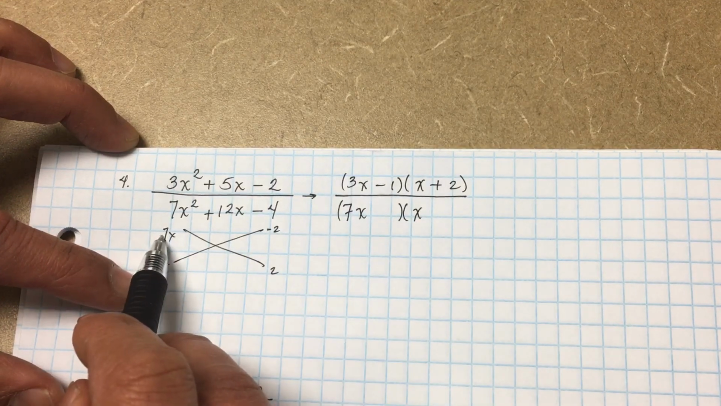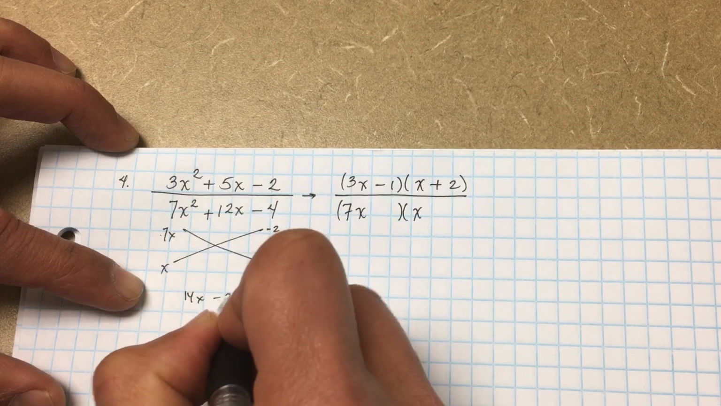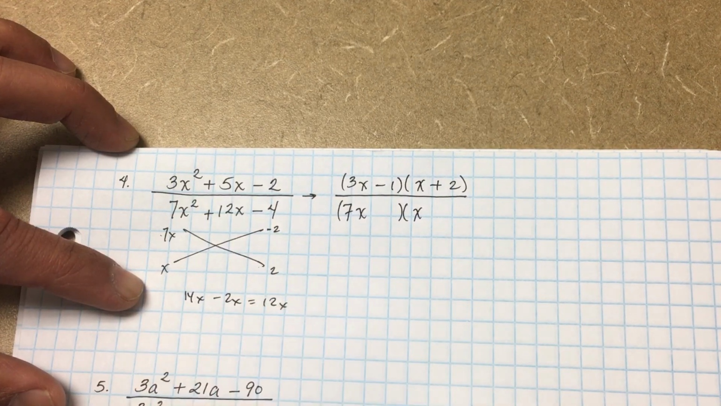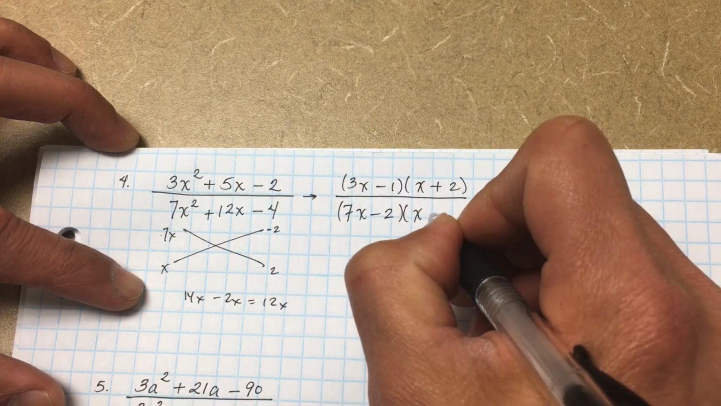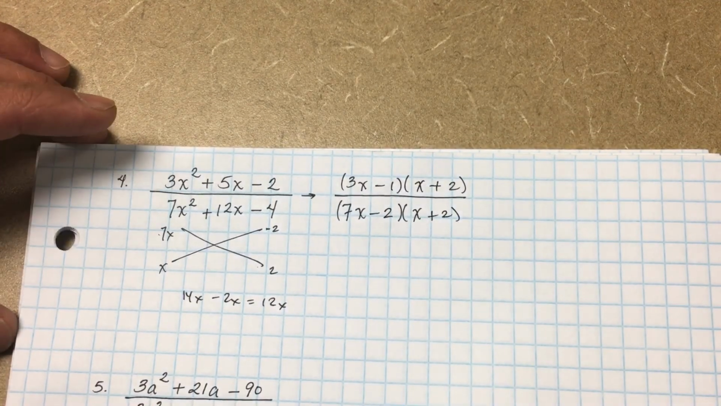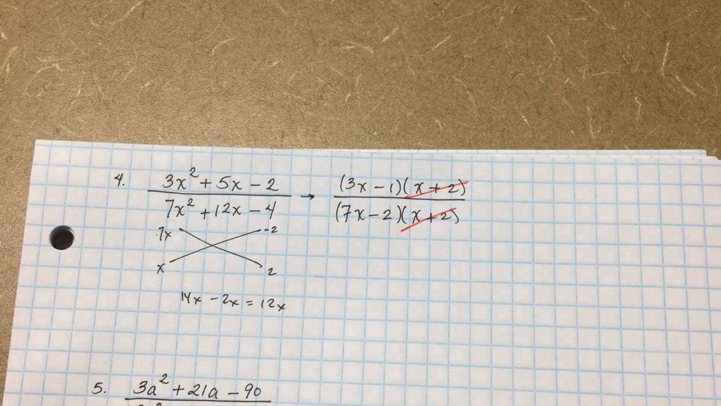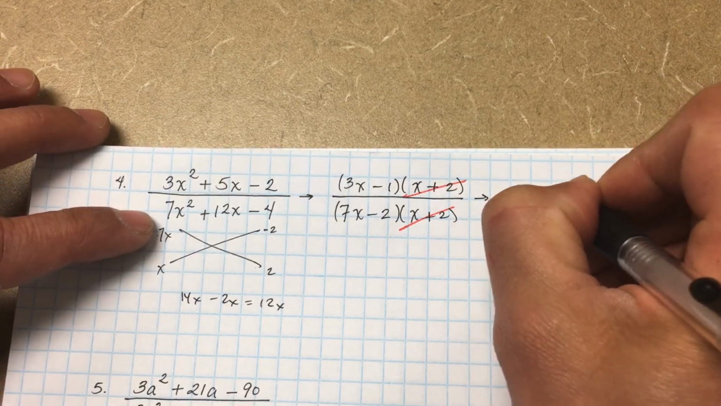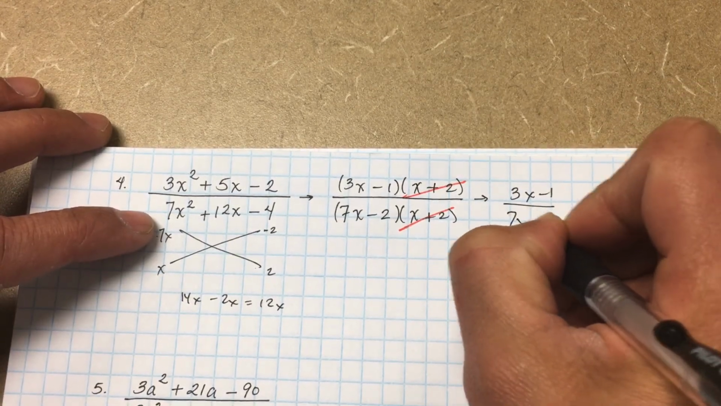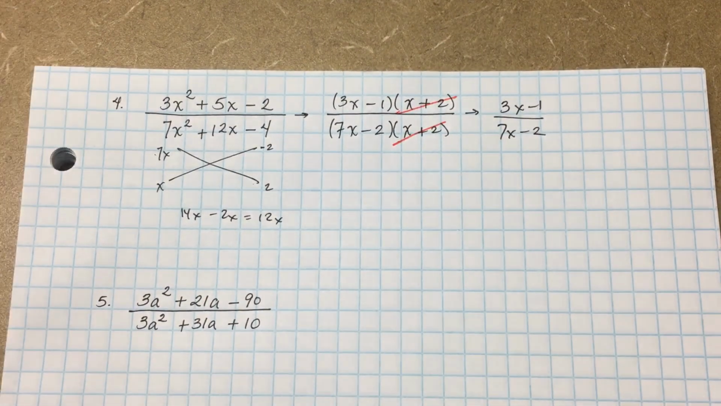So this will give me 7x times 2 is 14. X times negative 2 is negative 2x, and that's going to give me the 12x that I want. So here, this becomes 7x minus 2, and then x plus 2. Okay, nice. And then, same thing. Boom, boom, cancels out, and you're done. So my factor is 3x minus 1 over 7x minus 2. Okay. Now some of these can get a little bit more difficult, but you get the gist of it.